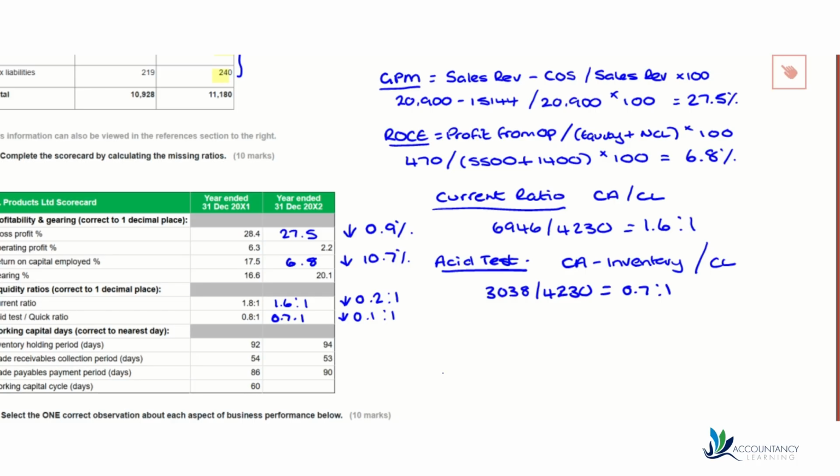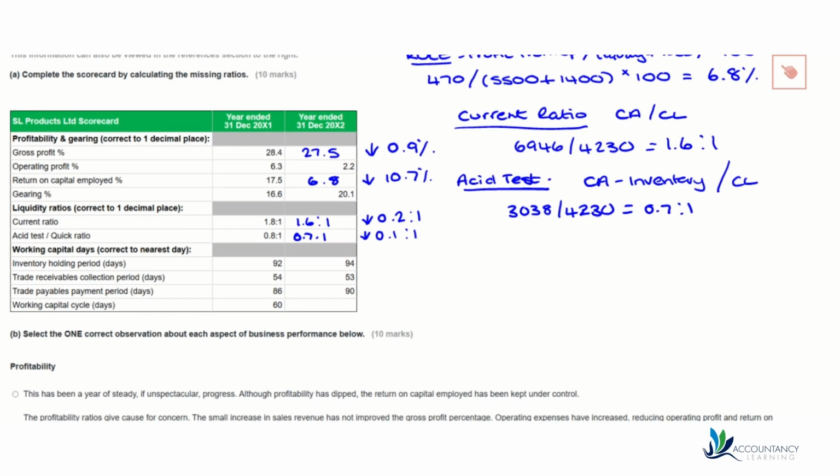The final one that we're going to look at then is the working capital cycle in days. And what the working capital cycle shows is the average number of days it takes for a business to convert its investments in inventory and accounts receivables into cash, minus the delay in paying its accounts payable. Essentially, it's measuring how long a company's money is tied up in its operating cycle.